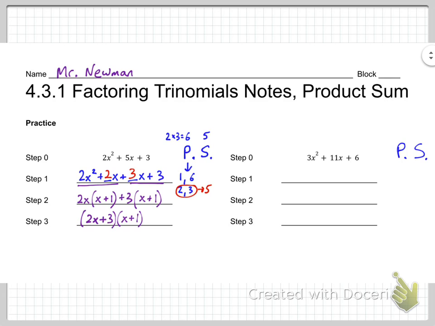For the next one, we're going to use product sum. 3 times 6 is 18, so that's our product. The sum is the number in the middle, the 11. And so we're listing the factors of 18 to find which 2 add up to 11. 1 and 18, 2 and 9, 3 and 6. If you are keeping a lookout for what adds up to 11, you just have to go until you find one that adds up to 11. That'd be 2 and 9.